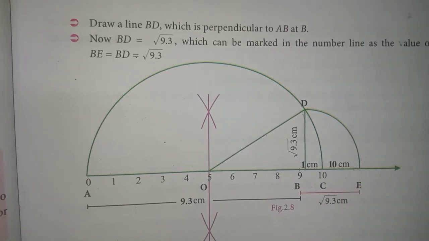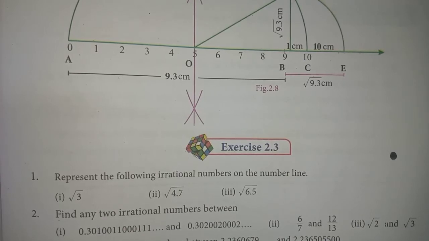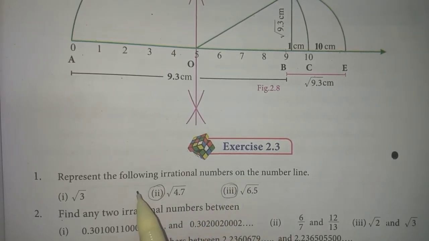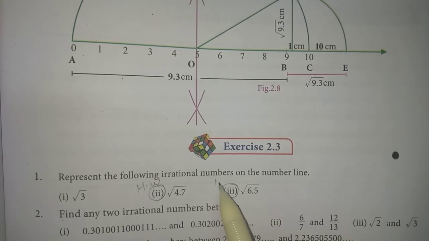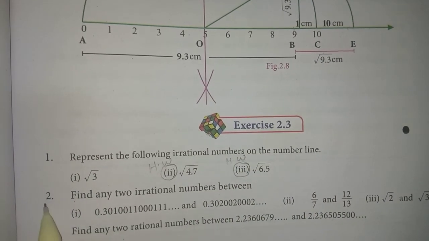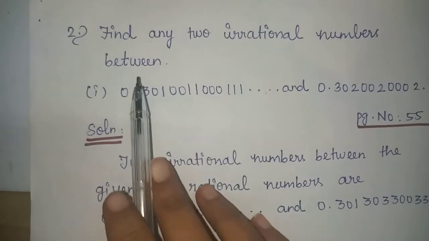So that's all students. Understand the concept of represent the following irrational number on the number line. So you just try the remaining two problems, that is your homework. So next we are going to see problem number 2 in exercise 2.3. Problem number 2.